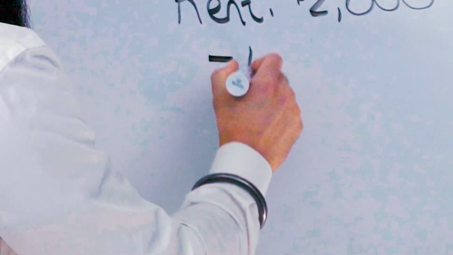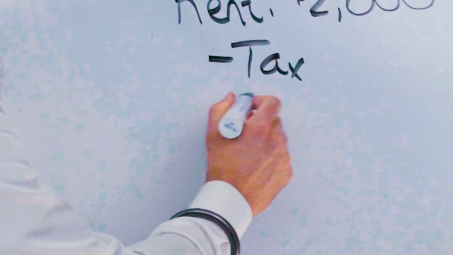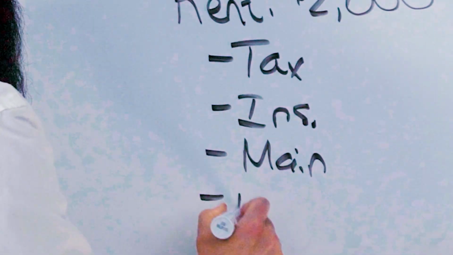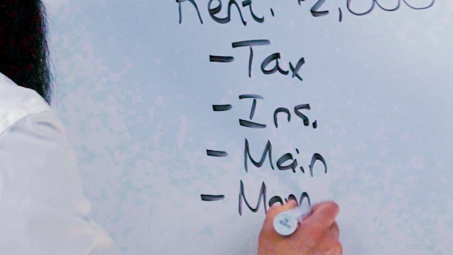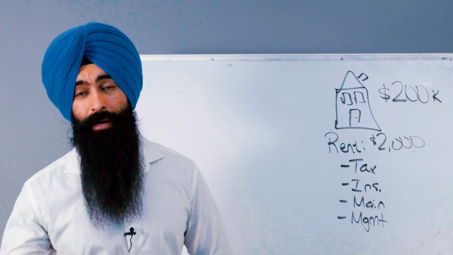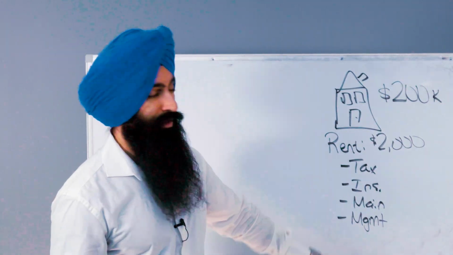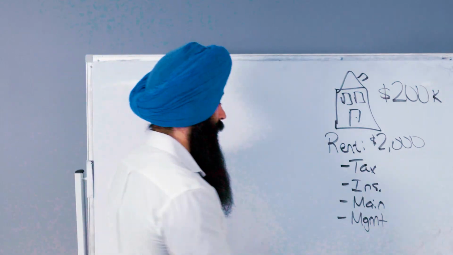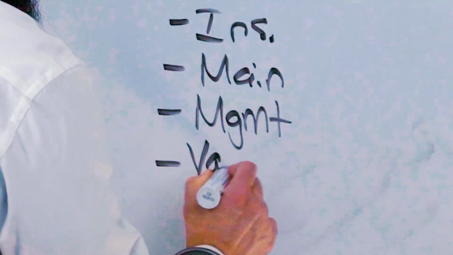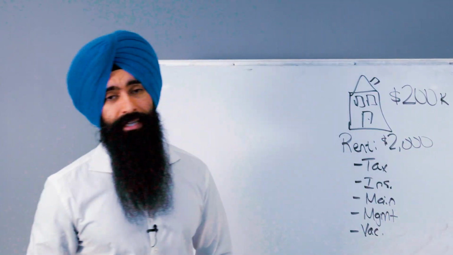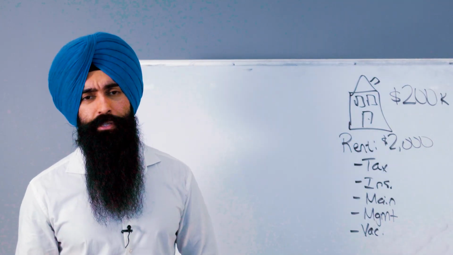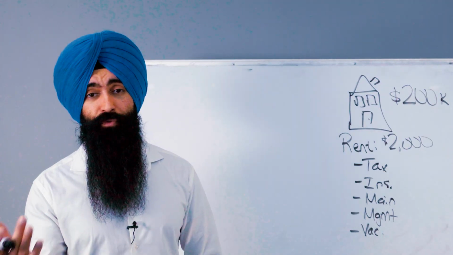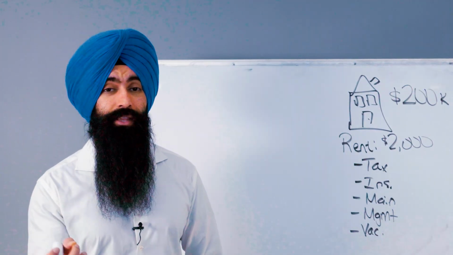That is, number 1, your property taxes. Number 2, your insurance. Number 3, your maintenance. Number 4, your management fees. And remember, even if you don't have a property manager, you still want to factor in a management cost because you have to factor in your time as well. And then you have number 5, your vacancy cost, because the reality is your property is not going to be fully occupied 100% of the year. There will be times where tenants move out, so you want to factor that cost in there.